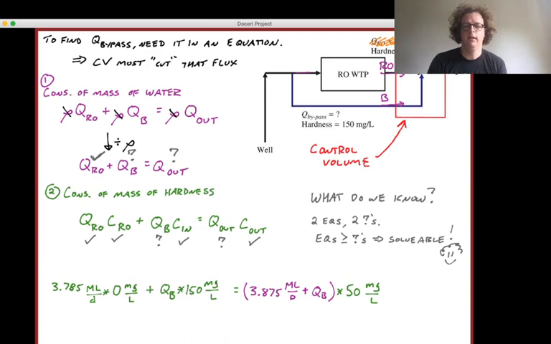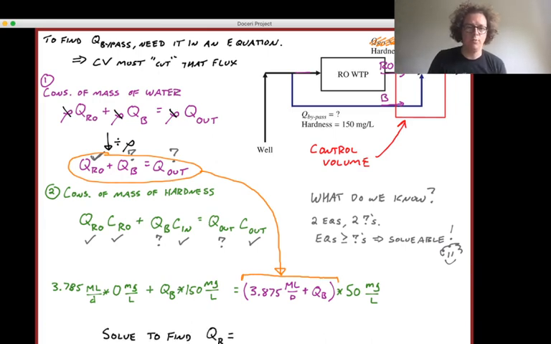Then on the right-hand side, you'll notice what I've done in purple is I've gone ahead and I've substituted in that definition from conservation of mass of water. So instead of Q out, which I don't know, I'm recognizing that Q out is equal to 3.785 megaliters per day, the Q from the RO, plus that unknown bypass flow. But we do know that we want to achieve 50 milligrams per liter as the output. And so by the power of algebra, you should be able to go through and solve this to find that the bypass flow should be about 1.9 megaliters per day.